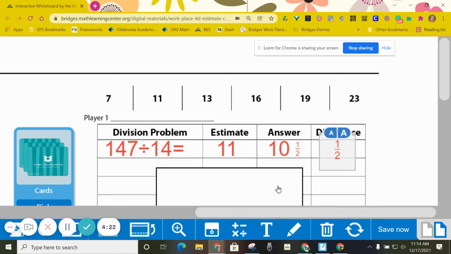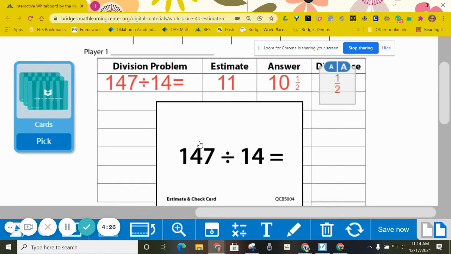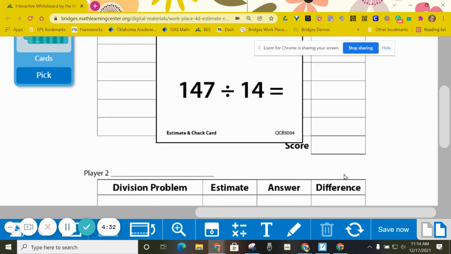And we keep playing using those very same steps until each of us has done 5 rounds. And then we're going to add up all the differences at the end. And the player with the lowest difference total is the winner.